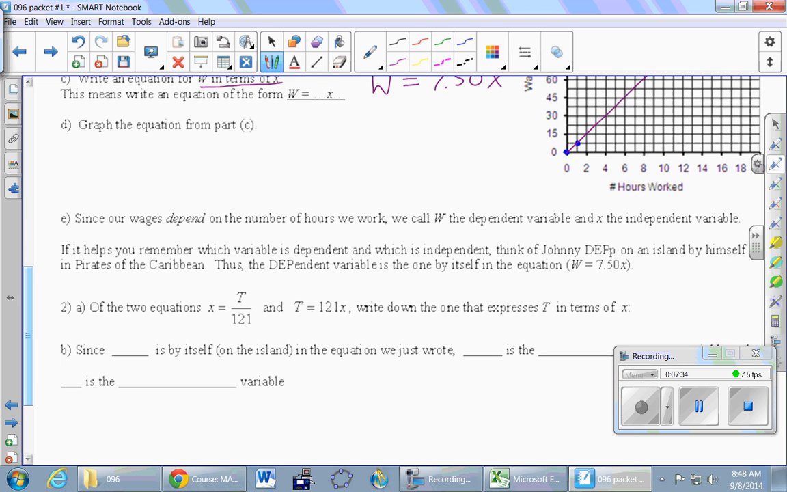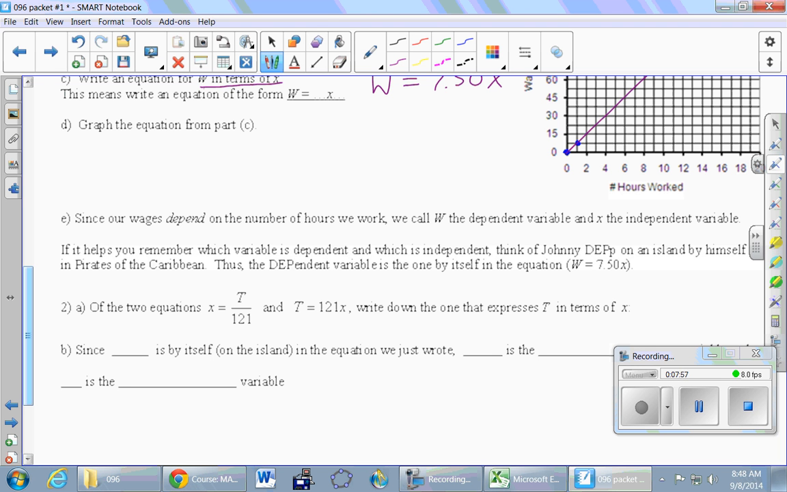Okay, let's pause. This is a new definition. You might have seen it in a previous algebra class, but we're defining dependent variable and independent variable. The one that depends on the other is called the dependent variable. So here's the question. Would you say that the amount of money you make depends on the hours you work, or would you say the hours you work depends on how much money you make?